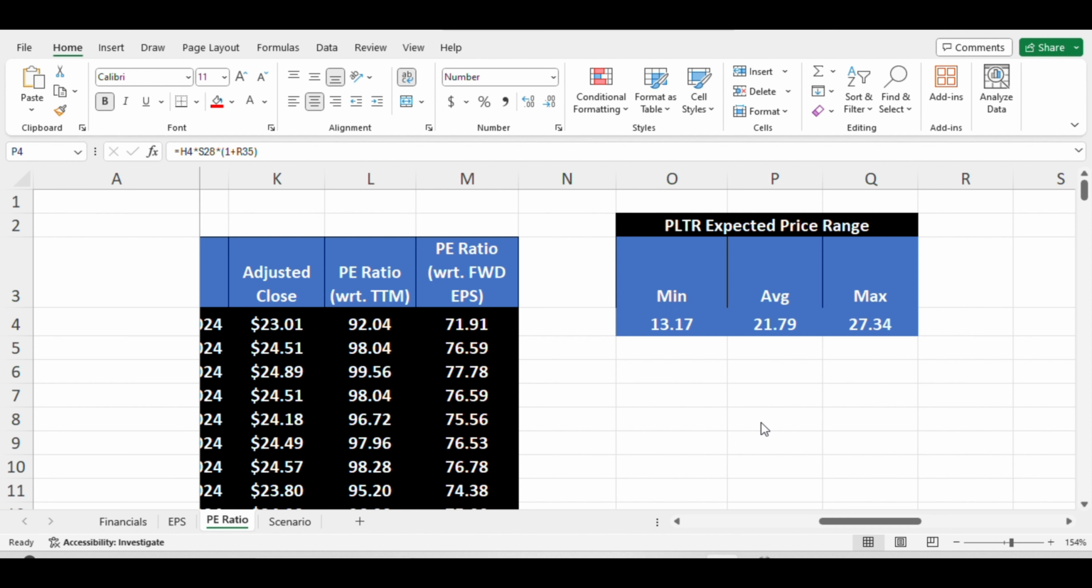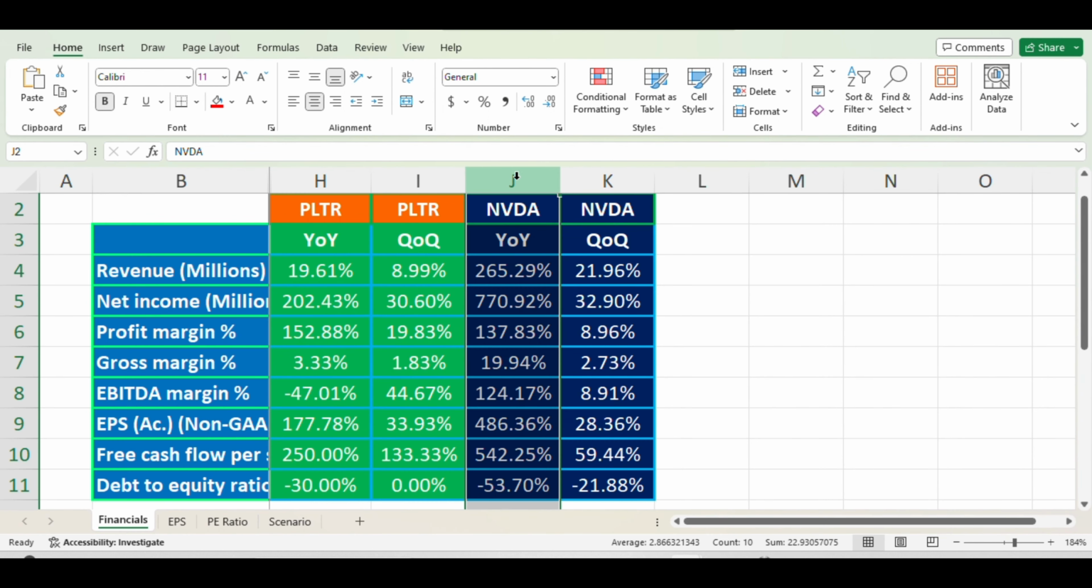Now, let's take a look at Nvidia and compare it with Nvidia. I have added column J and column K, and that's for Nvidia. Now we can compare side by side. In all of these areas, Nvidia is beating Palantir. See, revenue much higher than Palantir. Net income Nvidia much higher than Palantir. Profit margin pretty close. Gross margin much higher than Palantir. And same thing with the EPS and free cash flow per share.